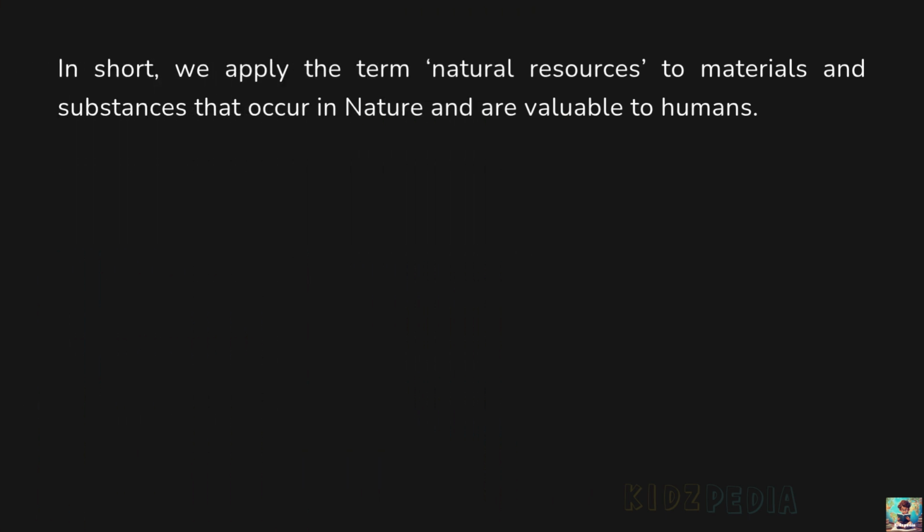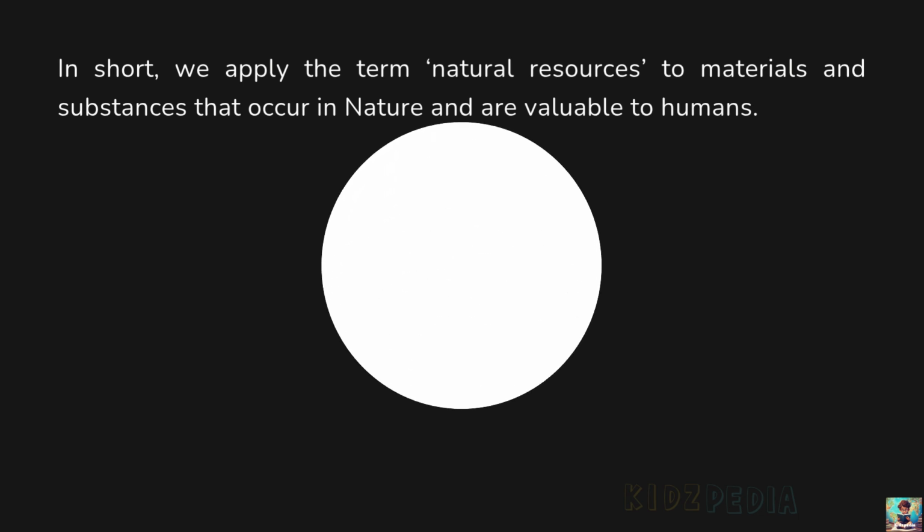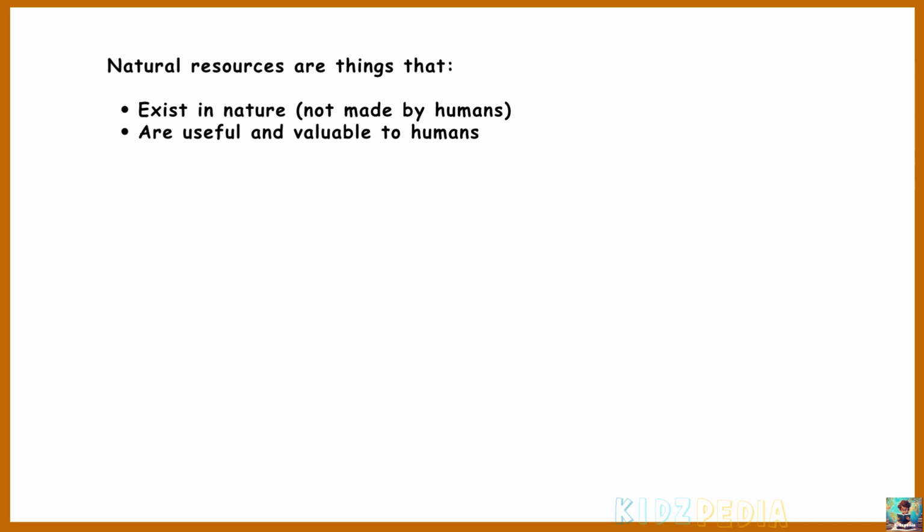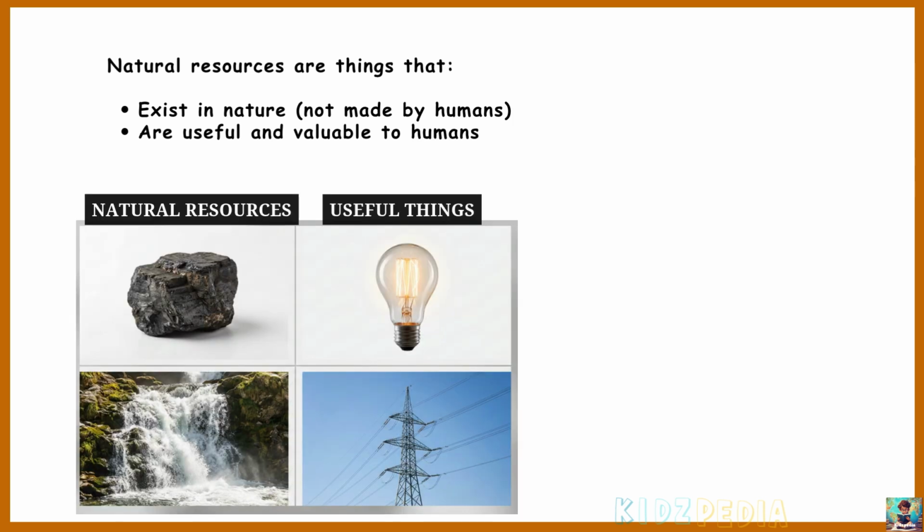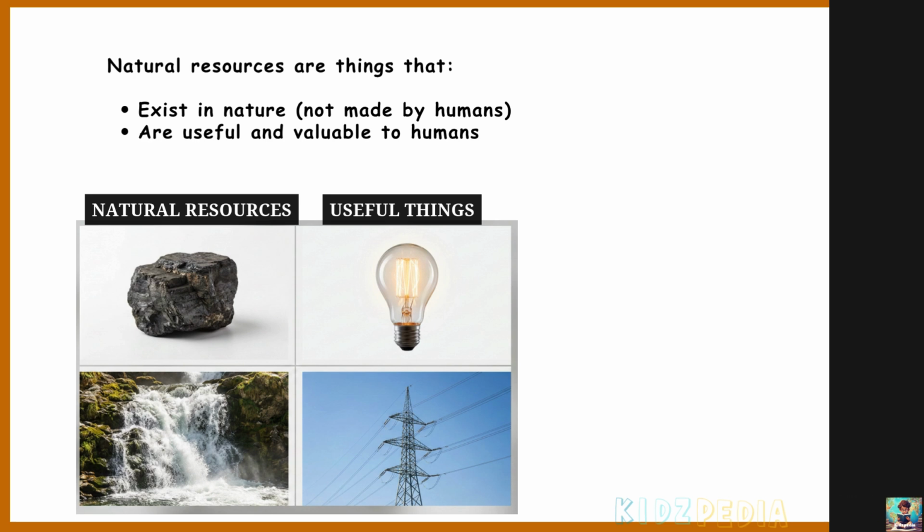In short, we apply the term natural resources to materials and substances that occur in nature and are valuable to humans. So, natural resources are materials and substances that occur in nature and are useful or valuable to humans. If something is found in nature and helps us in any way, we call it a natural resource.